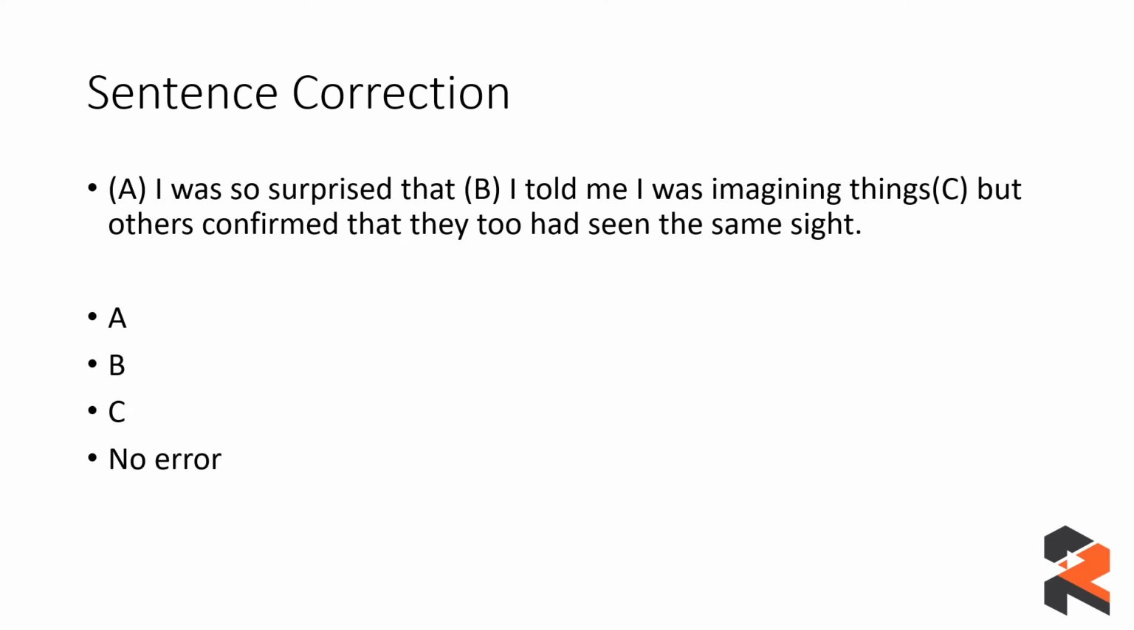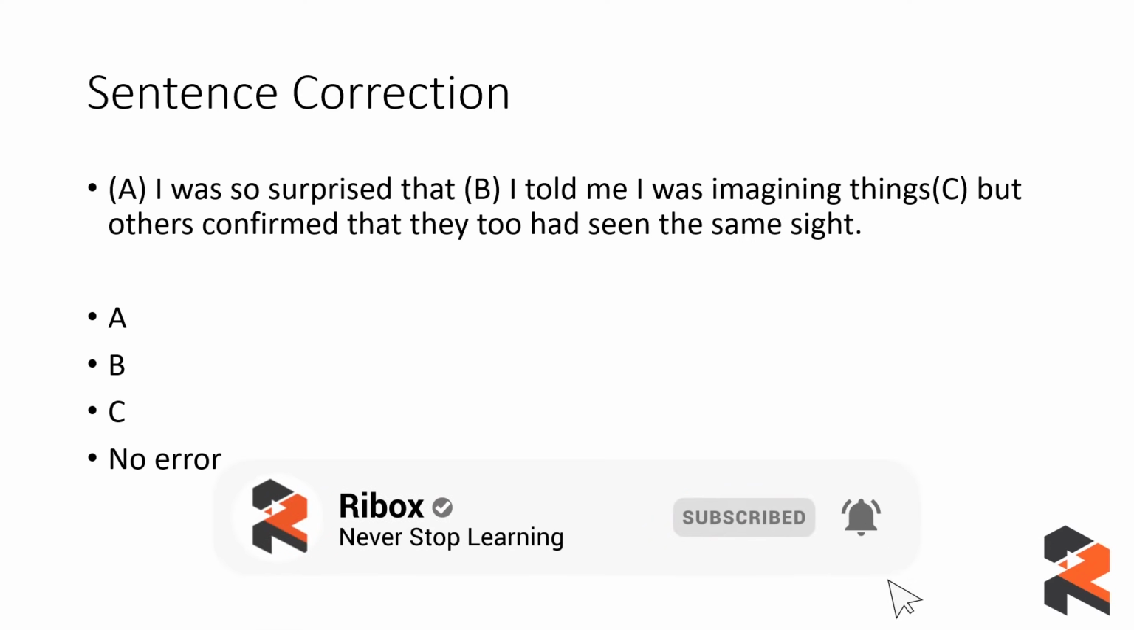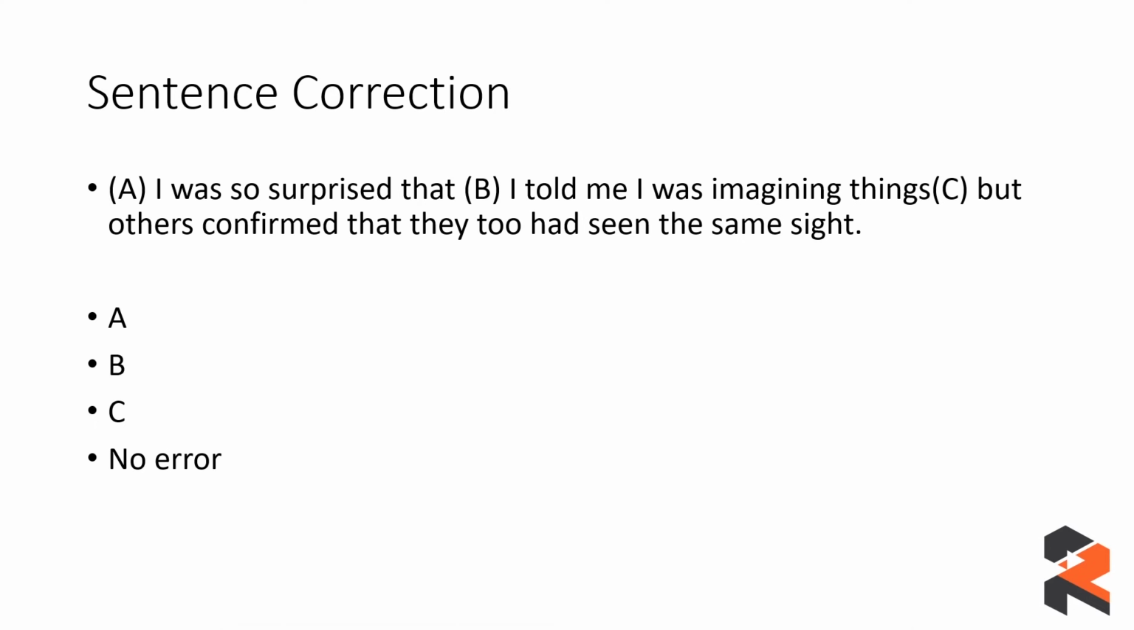I was so surprised that I told me I was imagining things, but others confirmed that they too had seen the same sight. Now it is very clear from this sentence that the part of the statement number B has an error in it because the sentence says I told me I was imagining things, which is incorrect. It has to be reframed into something else, but that is not the correct one. So the answer is B in our case. The correct answer will be B. So that is your answer in this case.